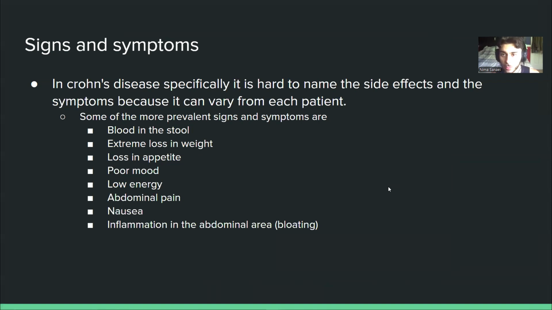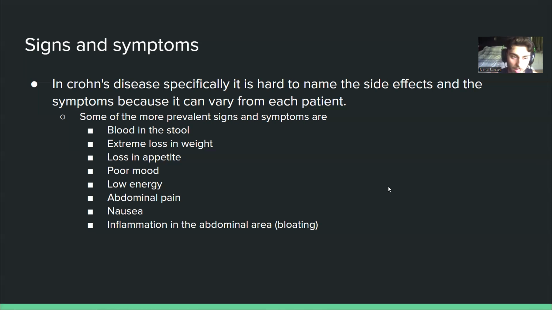Some of the more prevalent signs that we have seen from case to case, and that we've noticed a trend along, are blood in the stool, extreme loss of weight, loss of appetite, poor mood, low energy, abdominal pain, nausea, and inflammation in the abdominal area. You would have blood in the stool because of the intestinal lining breaking down and having an exposed site where you would have blood, and that blood would make its way throughout the intestinal tract and then obviously into your poop, where you would see it.